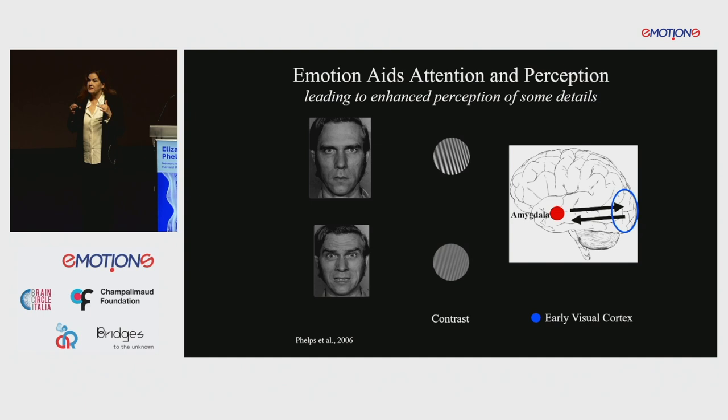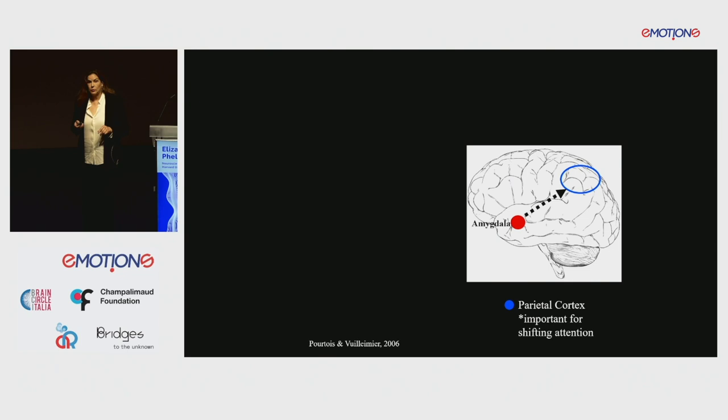But emotion also has another consequence on perception and attention. This is a region called the parietal cortex. The parietal cortex is important for shifting attention, for looking at one thing and then deciding to attend to something else. So you can look to the left, but if something important is going on over here, I want to then look to the right. And the parietal cortex enables you to move your attention around voluntarily.